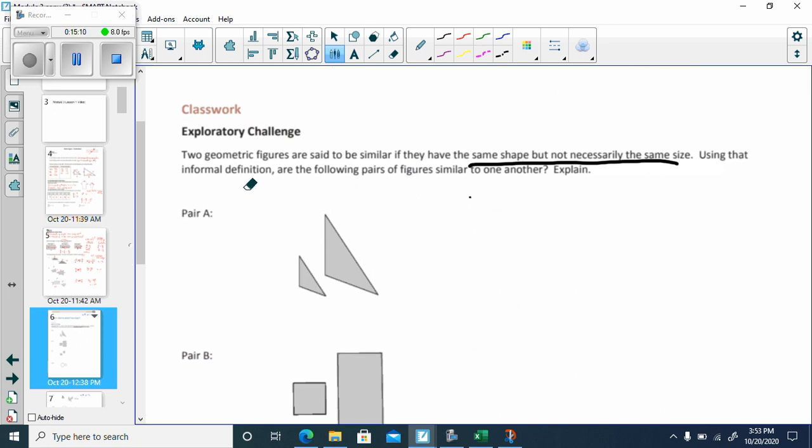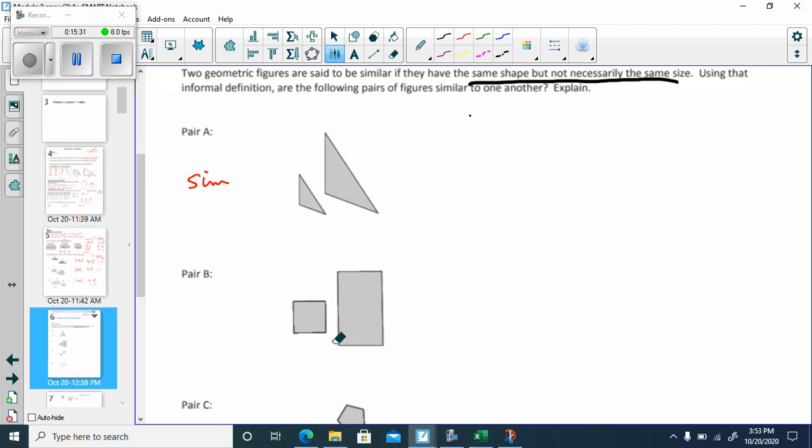They ask you, two geometric figures are said to be similar if they have the same shape but not necessarily the same size. Using that informal definition, are the following pairs of figures similar to one another? Explain. Same shape, not the same size. That would look like it's similar. Pair B, this is a rectangle. This is a rectangle. This is a square. They don't have the same shape. Not similar.